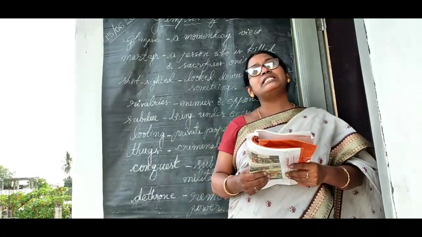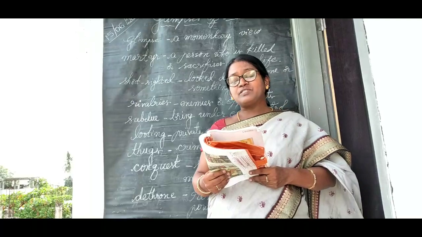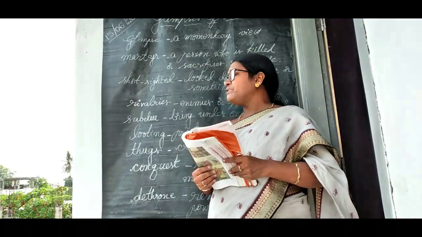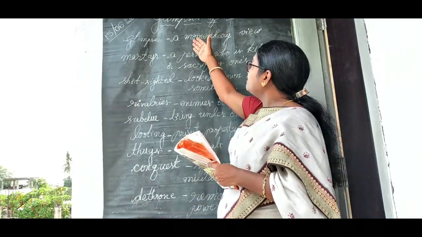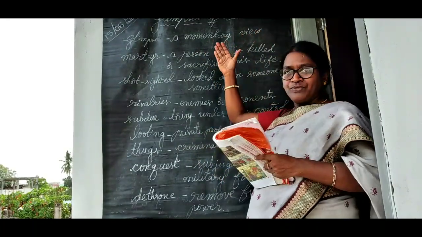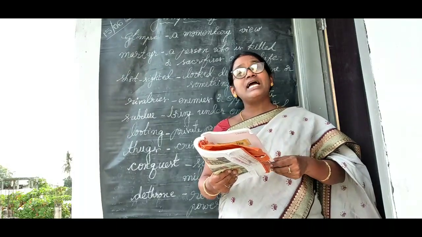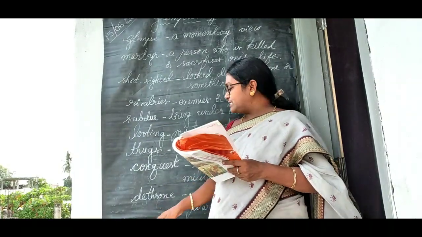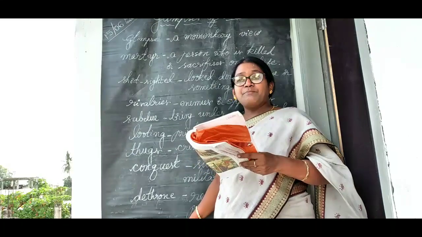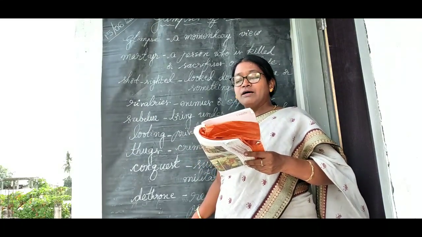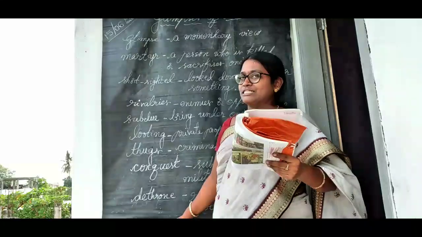Let us come to lesson number 3, that is Glimpses of the Past. What is meant by the word glimpse? Glimpse means a momentary view. Let's go through the momentary views of the past, because right from 1757 to 1857, some 100 years of time, we will study in this lesson.